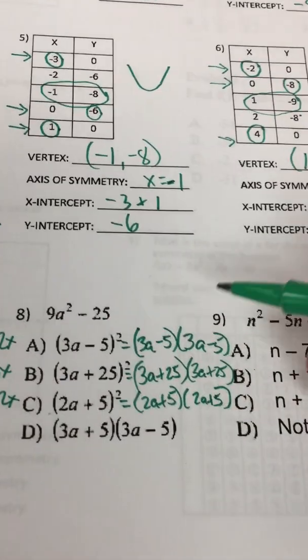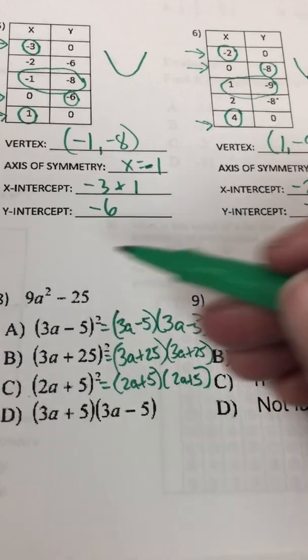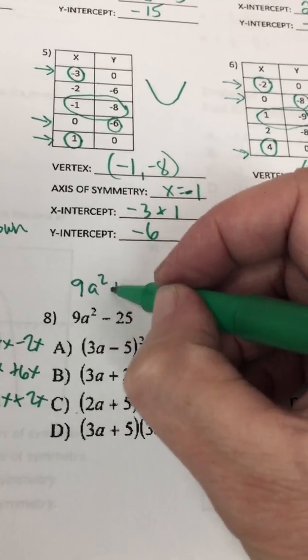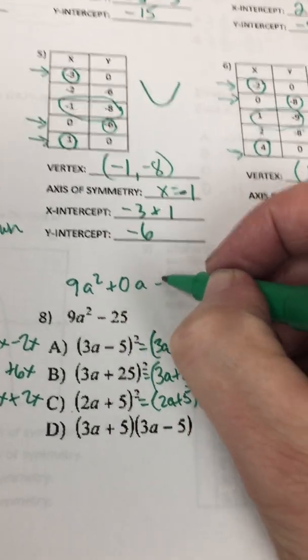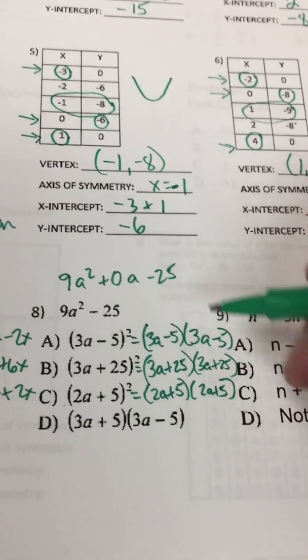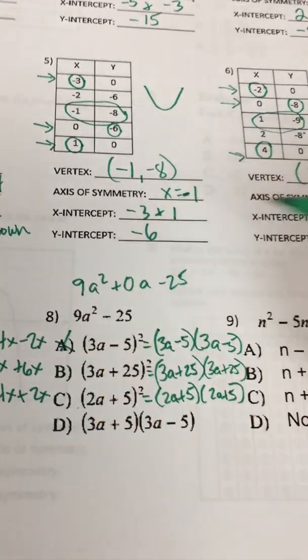There we go. Now, if I do negative 5 times negative 5, I get a positive 25. Is that what I want my number to be on the end? Nope, it's not. Get rid of it. Now, you may say, well, what happened to the middle one? This is 9a squared plus 0a minus 25. So the last two numbers multiplied together should equal negative 25. These two do not give me a negative 25. They give me a positive 25, so get rid of it.